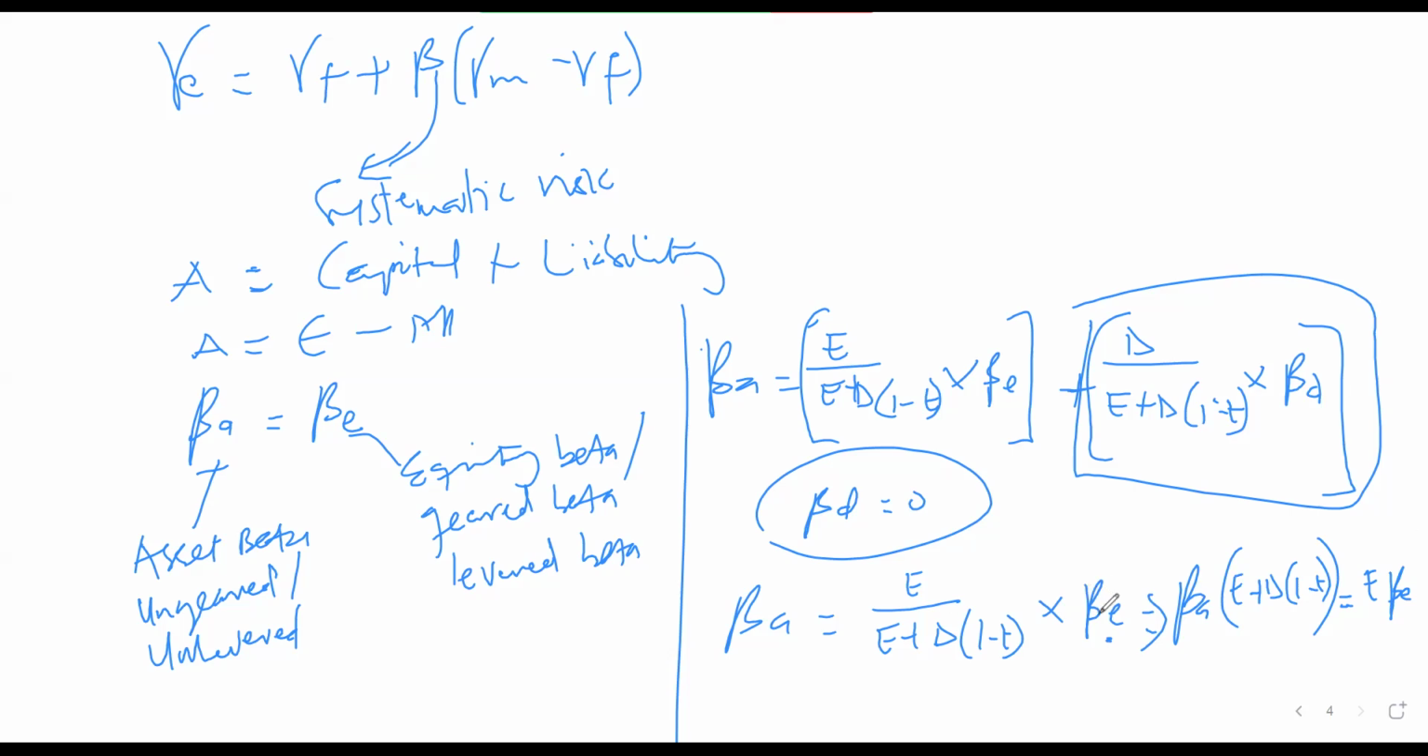This is multiplying, so this comes to multiply this, and then this also goes to multiply that. So that's what you have. Now, since we are looking for equity beta, we can divide through by E. So we have beta of equity times E is equal to asset beta times equity plus debt times 1 minus T. So that's what we have. So now we divide here by equity and divide here by equity.